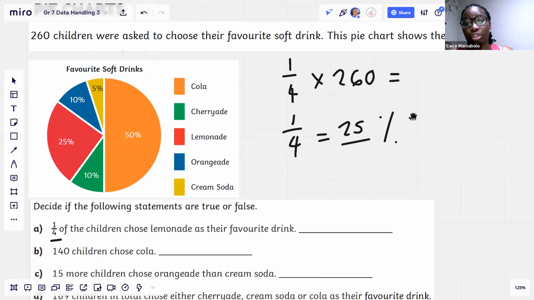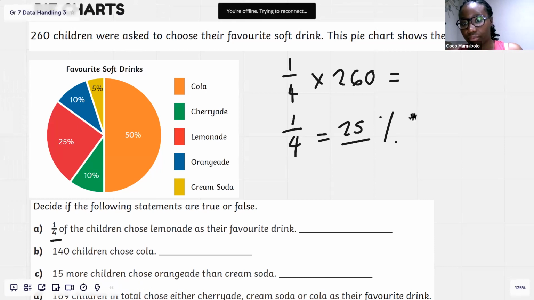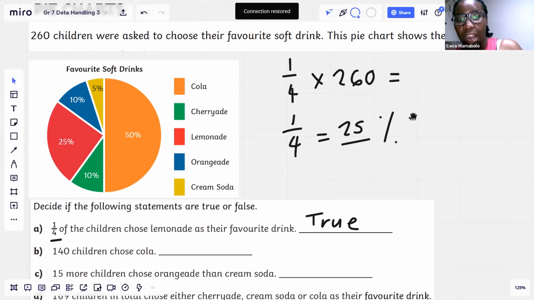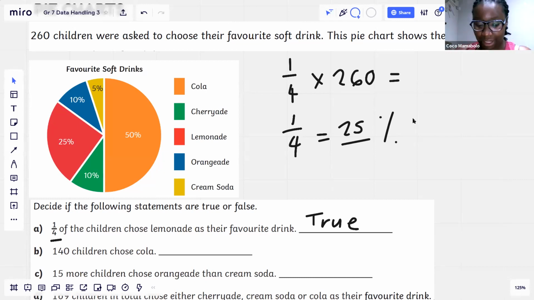And 40 children chose cola. Now we have to see if that's true. False. How much percent? 50%. What is the percentage of kids who chose cola? 50%.